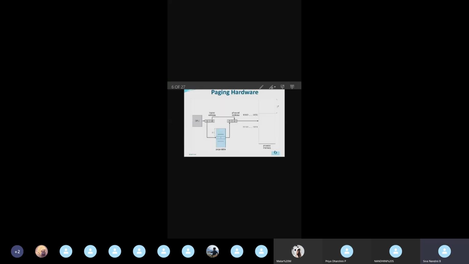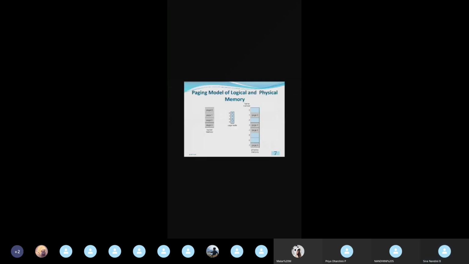So this is how a logical address is converted into a physical address in this paging concept. This is how we will have it in our memory. In logical memory, we will have pages. In physical memory, we will have several frames, and the page table will map the logical memory to the physical memory. Okay, clear?